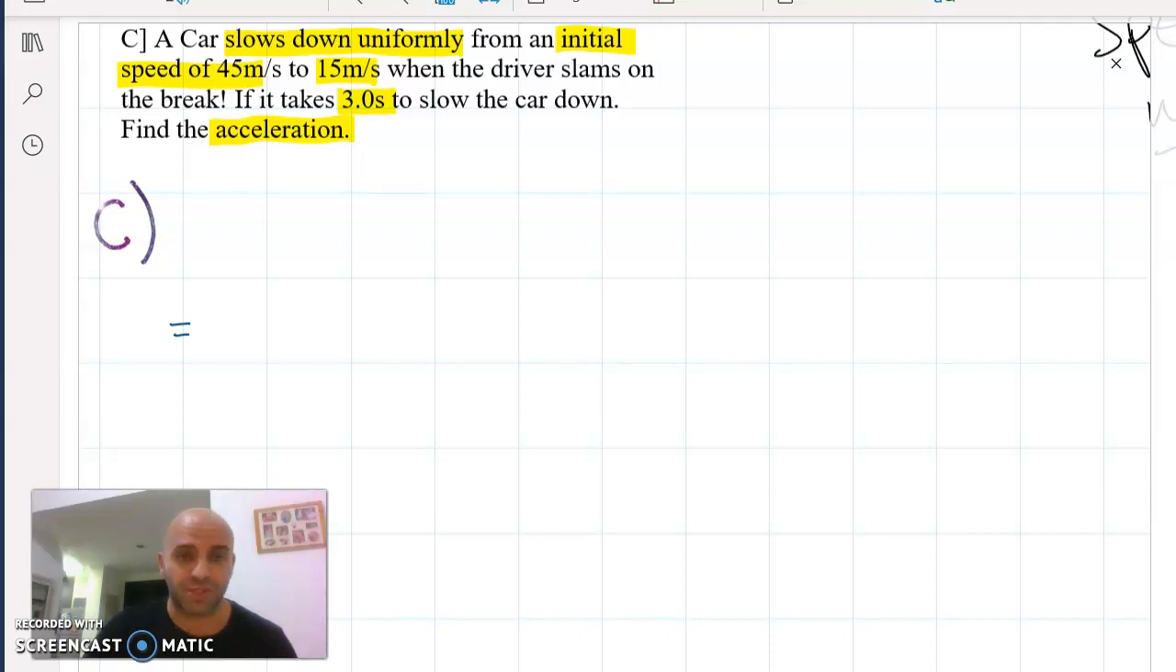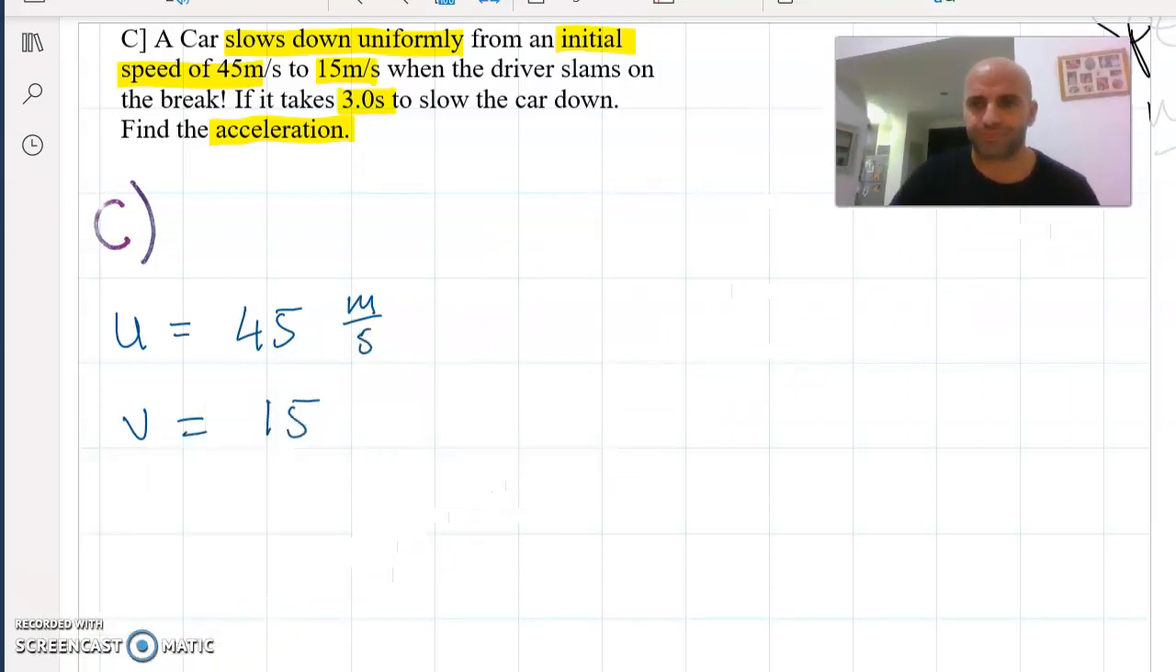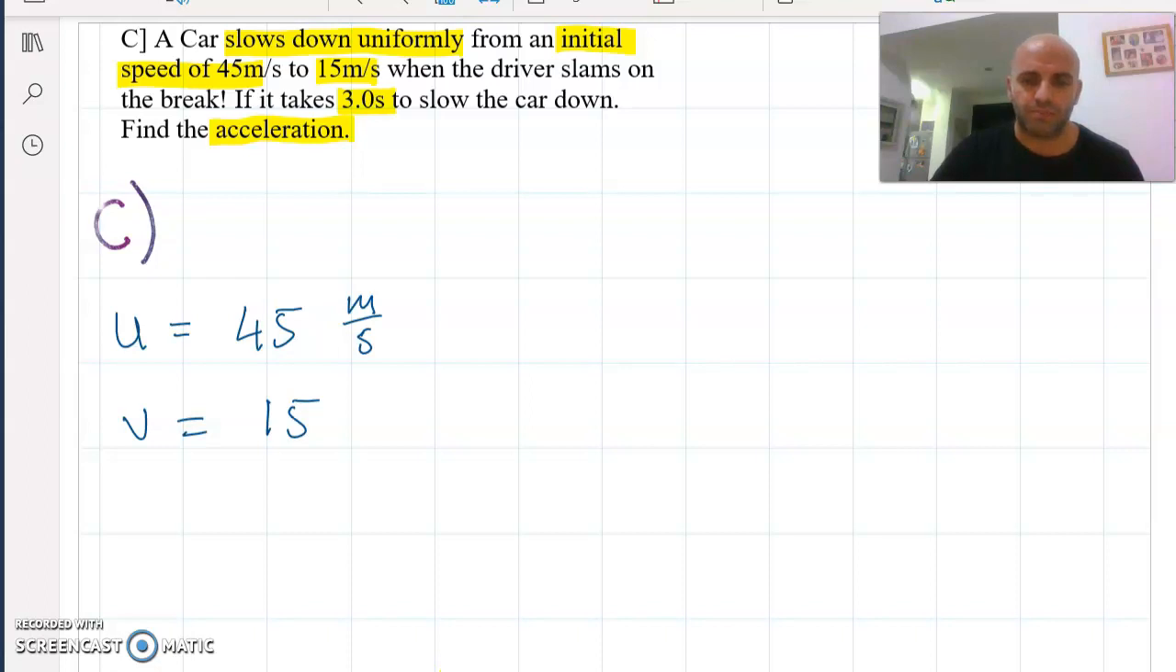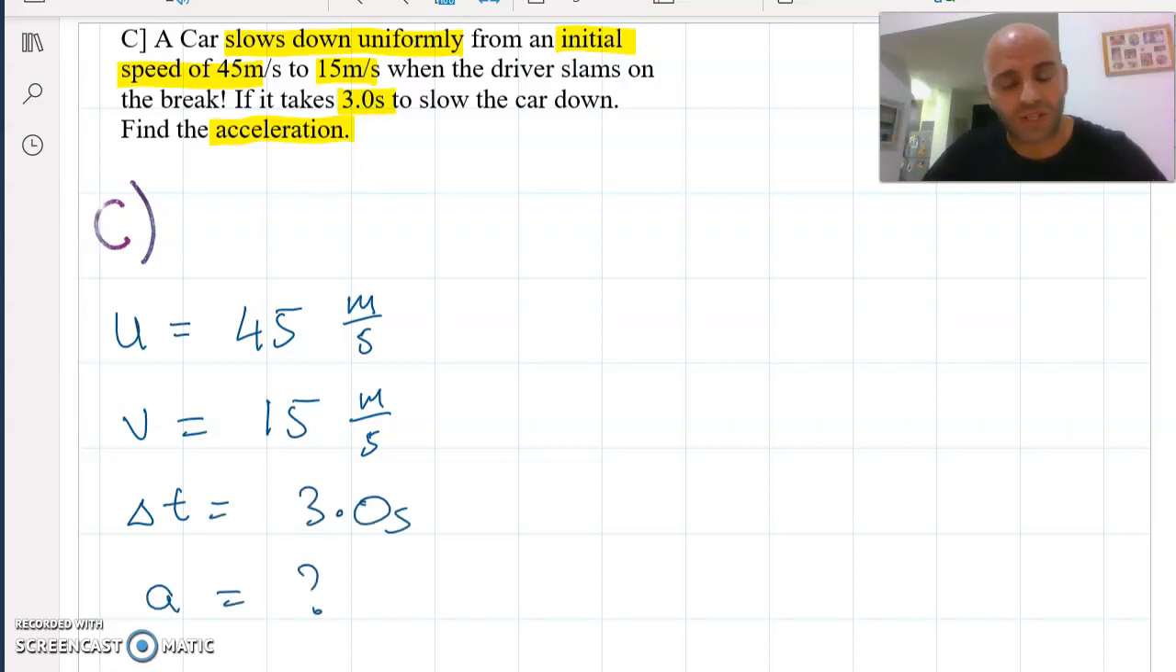So first thing to do is to highlight the key information, which I've actually already done here on the OneNote. Then the second thing to do is to make my list. So the initial speed is 45 meters per second. You can see that from the information. The final velocity or the final speed is 15 meters per second. And the time it took to slow the car down, in other words, the time through which the car was accelerating negatively or decelerating, was 3 seconds. And we're asked to find the acceleration.